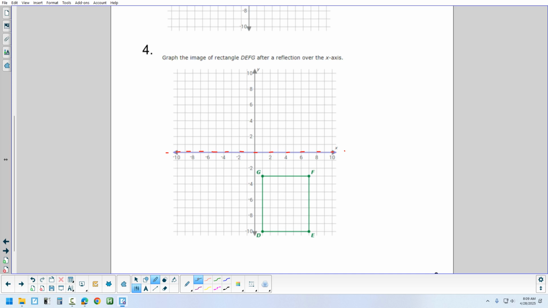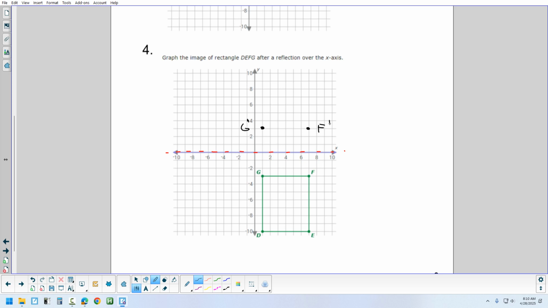All right. How many units is G from the line we're flipping over? 3. And it's 3 which way? G is 3 units down. So G prime is going to be 3 units up. Yep. 1, 2, 3. There's G prime. How many units is F from our dotted line? 3 down, so F prime is going to be 3 up. 1, 2, 3.